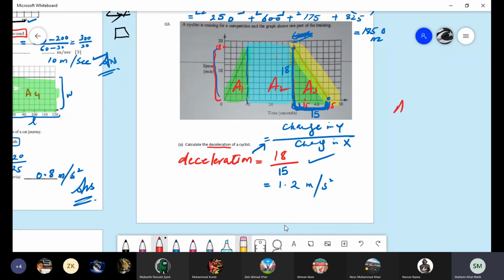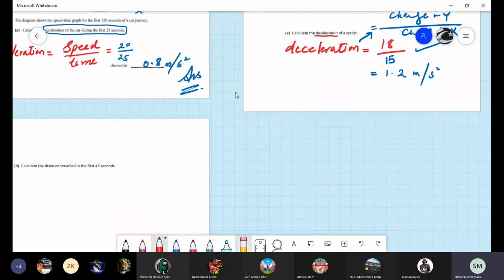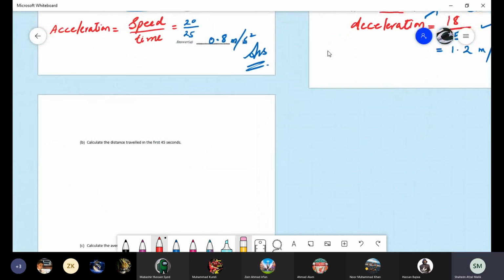What will be A1? 1 by 2 base into height. No, this is a triangle. I'm just writing triangle. This is a rectangle, and this is again a triangle. You have to find the area and then calculate. What is the last part of the question?